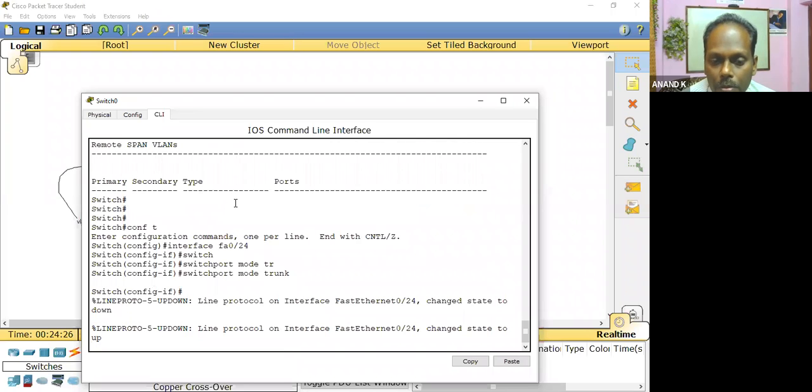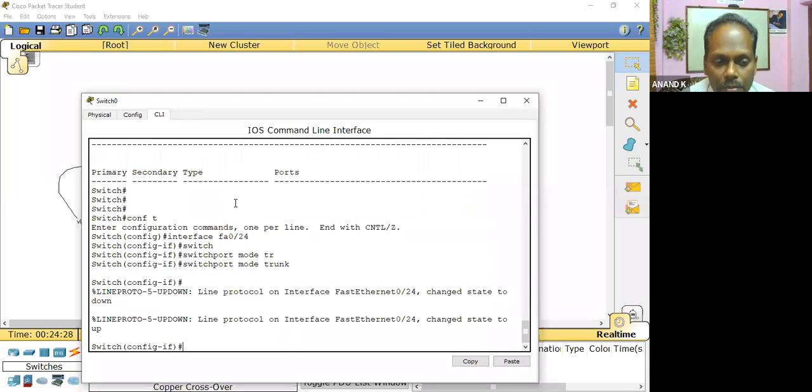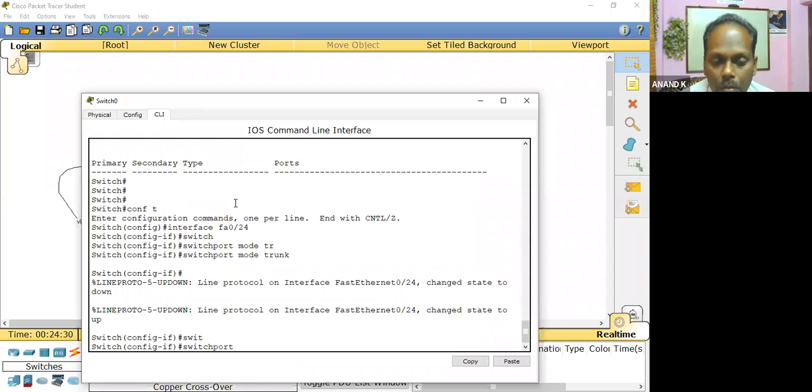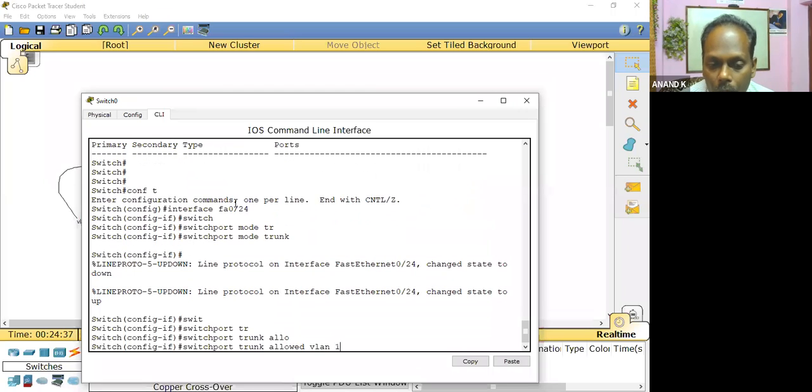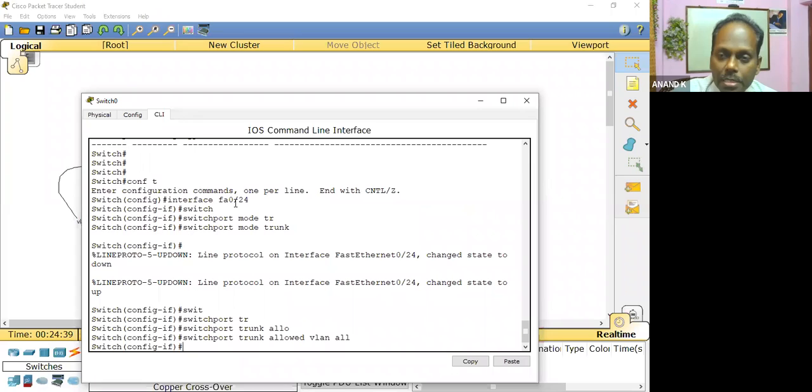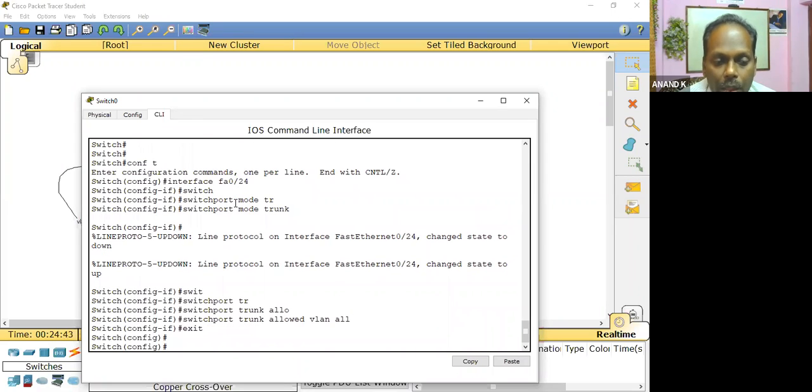This is a trunk port. Okay, it has changed to trunk. Switchport trunk allowed VLAN all. I mean, I want to push all the VLANs using port number 24. Okay, exit. Now, VTP.